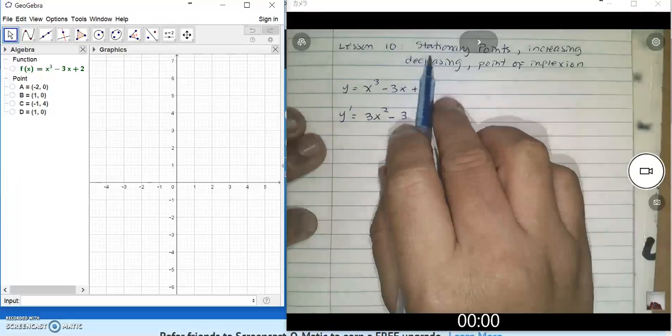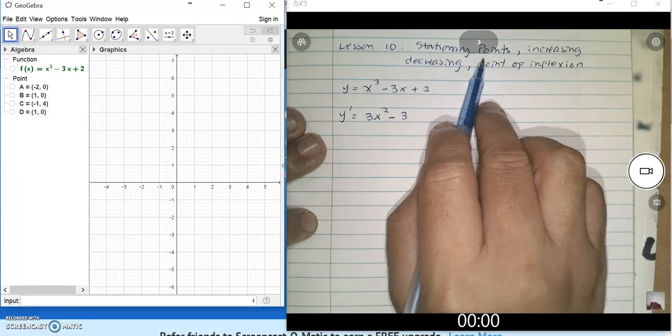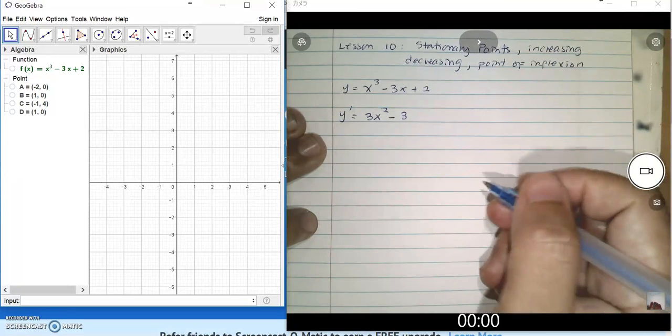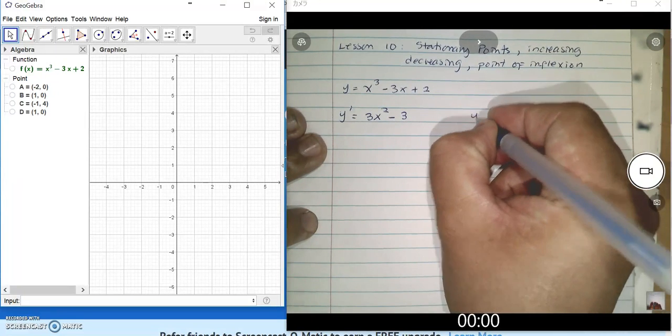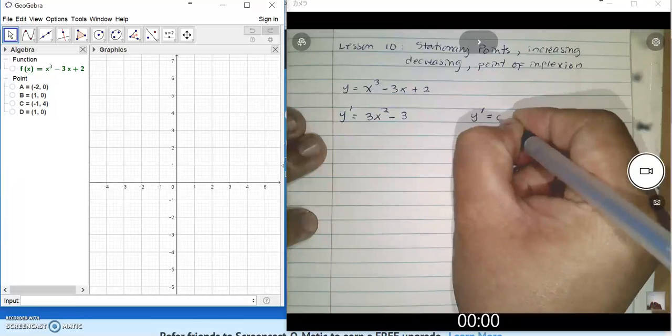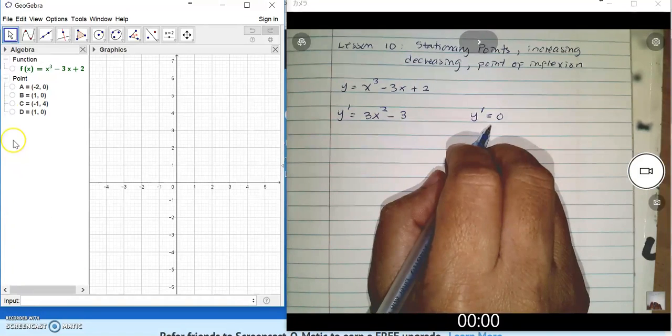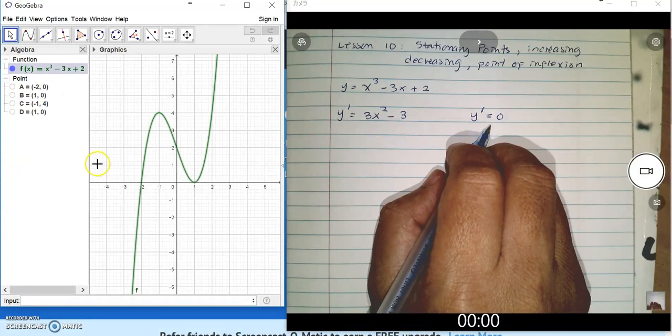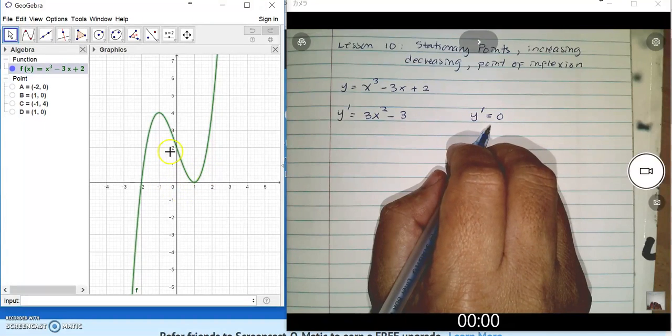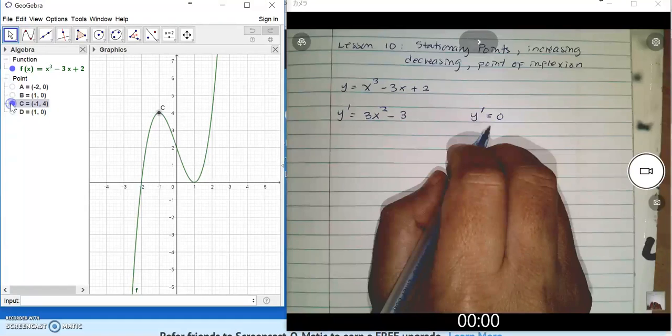Now, what do you mean again by stationary points? Stationary points are the points wherein your y prime is equal to 0. What do you mean by that? Let's look at the graph of the function. As you can see here, the graph is like this, right? There is a maximum point here, and there is a minimum point over there. And that maximum and minimum point is C negative 1, 4 and D 1, 0.